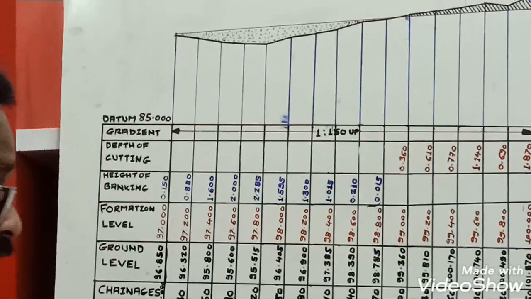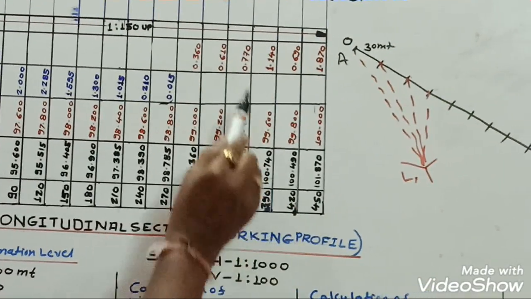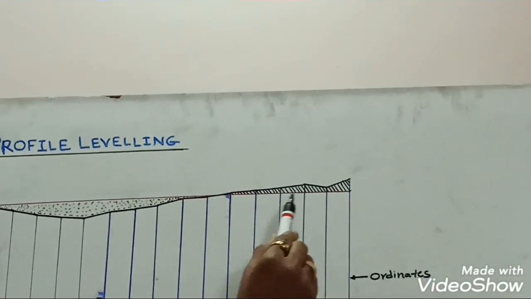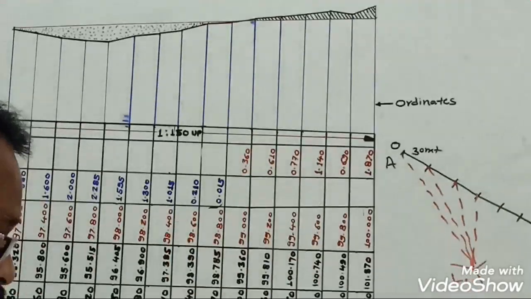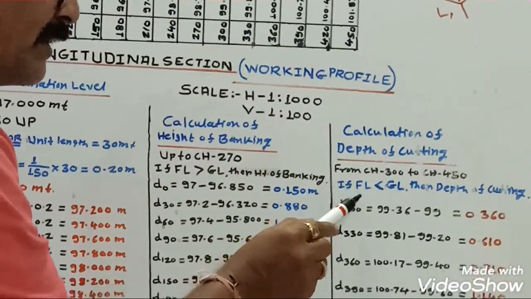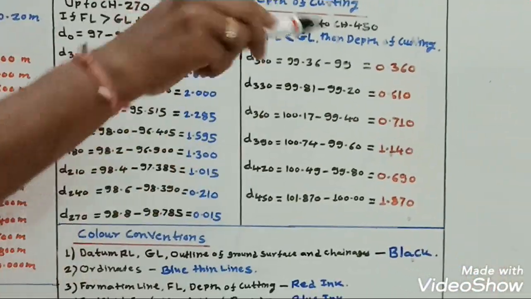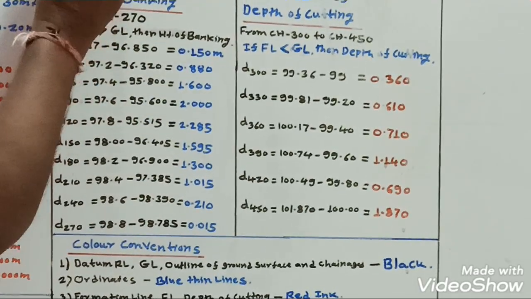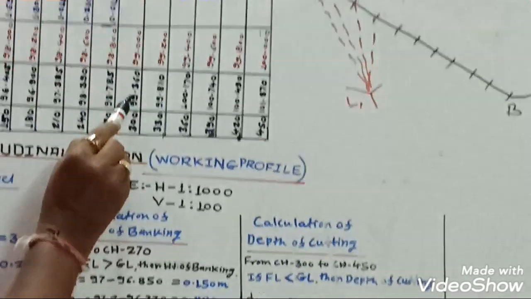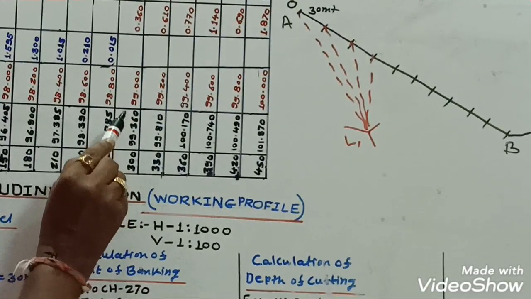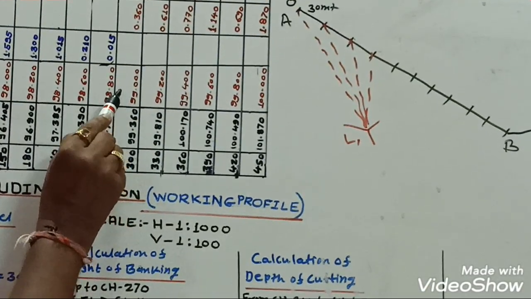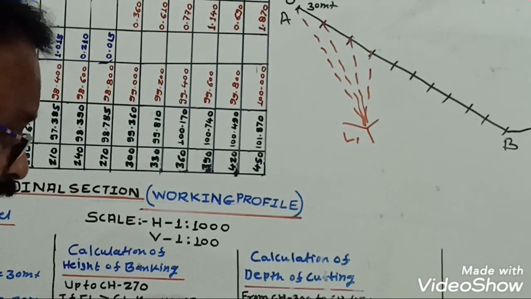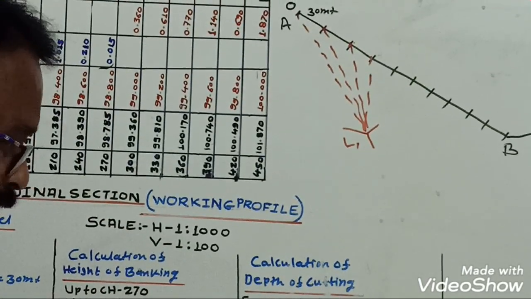Another thing is the calculation of depth of cutting. It is here from chainage 300 to chainage 450. Here the ground is to be cut over the formation level. Now if the formation level is less than ground level, then depth of cutting will come. And here at chainage 300, you see from this ground level 99.36, this formation level of 99 is deducted, we will get 0.36 depth of cutting.